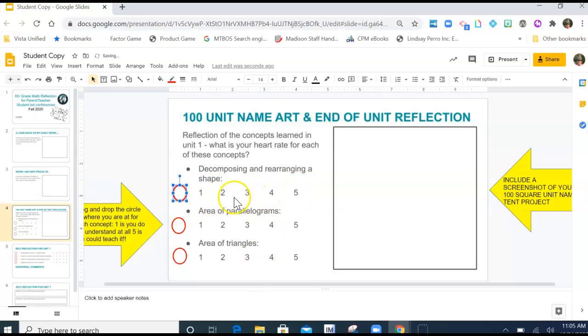So you're going to slide those over on each one of these: decomposing and rearranging a shape, area of parallelograms, and area of triangles. And then our end of unit project was the 100 square unit name art. So you would go ahead and get a screenshot of that, include that in this box right here.